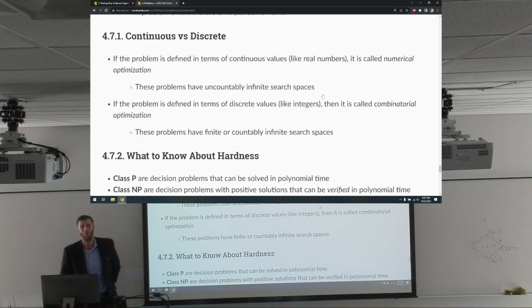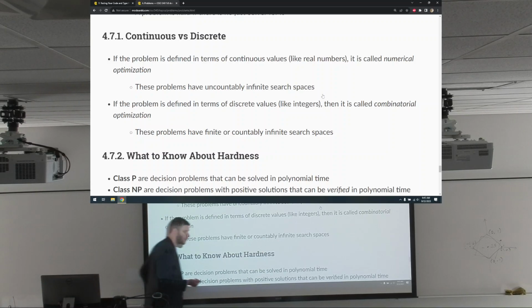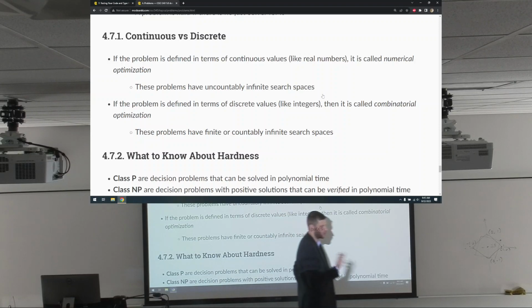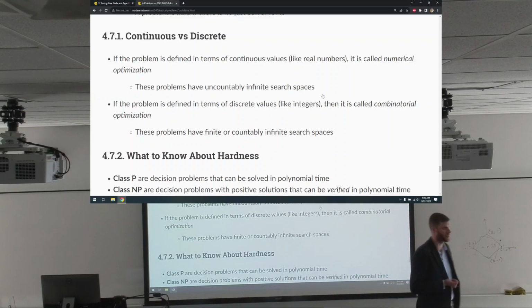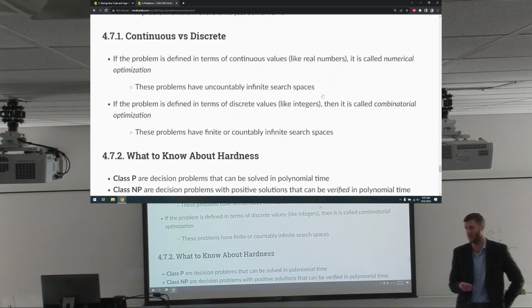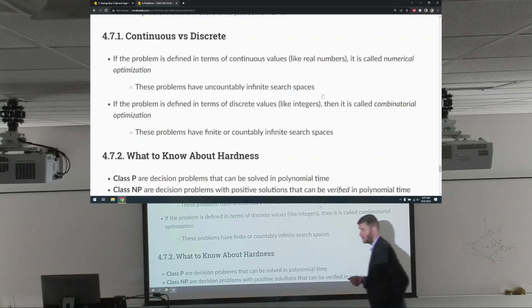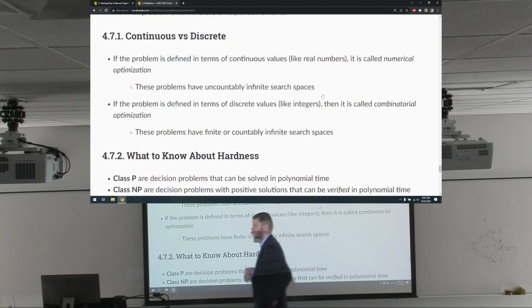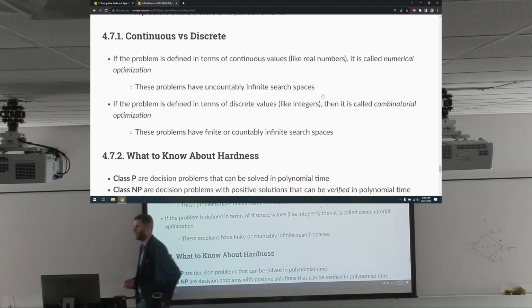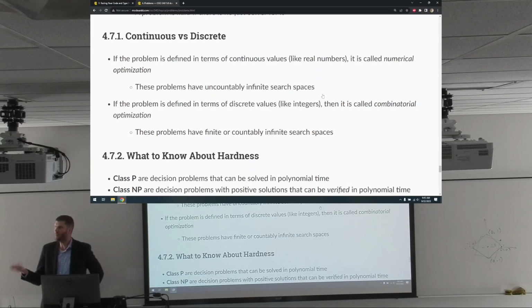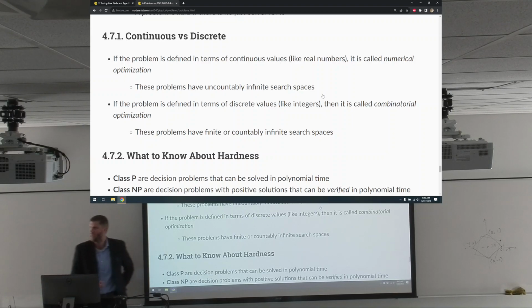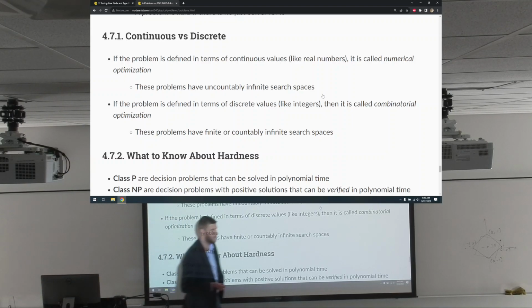When you have a problem, like I said, if you have a small enough search space, you can enumerate all problems. If you have a continuous search space, it's not possible. You're screwed. If the problem is defined in terms of discrete values, like integers, then it could be numerical, but it could be combinatorial optimization.